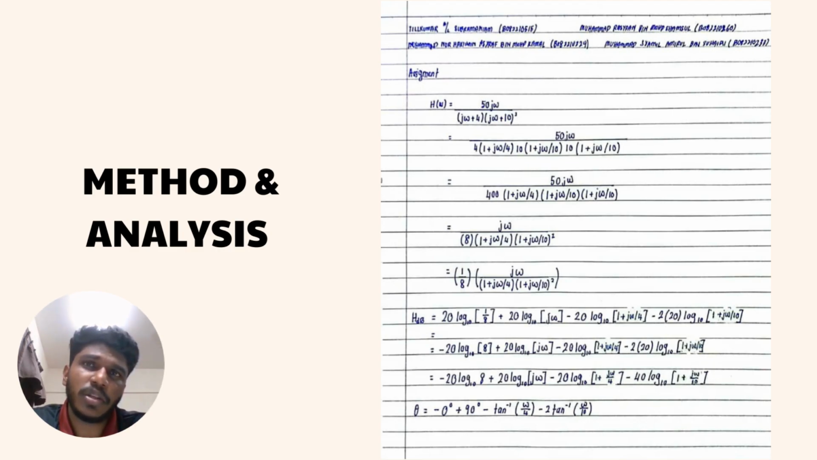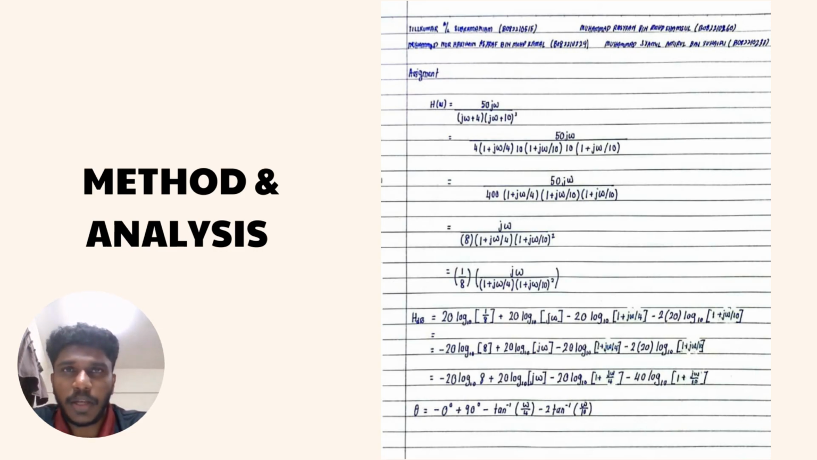From the transfer function given, we will change into the magnitude calculation. When we change into the magnitude calculation, there will be H in decibels, H dB. When we change it, it will become 20 log (1/8) plus 20 log jω minus 20 log (1 + jω/4) and minus 2 times 20 log (1 + jω/10).